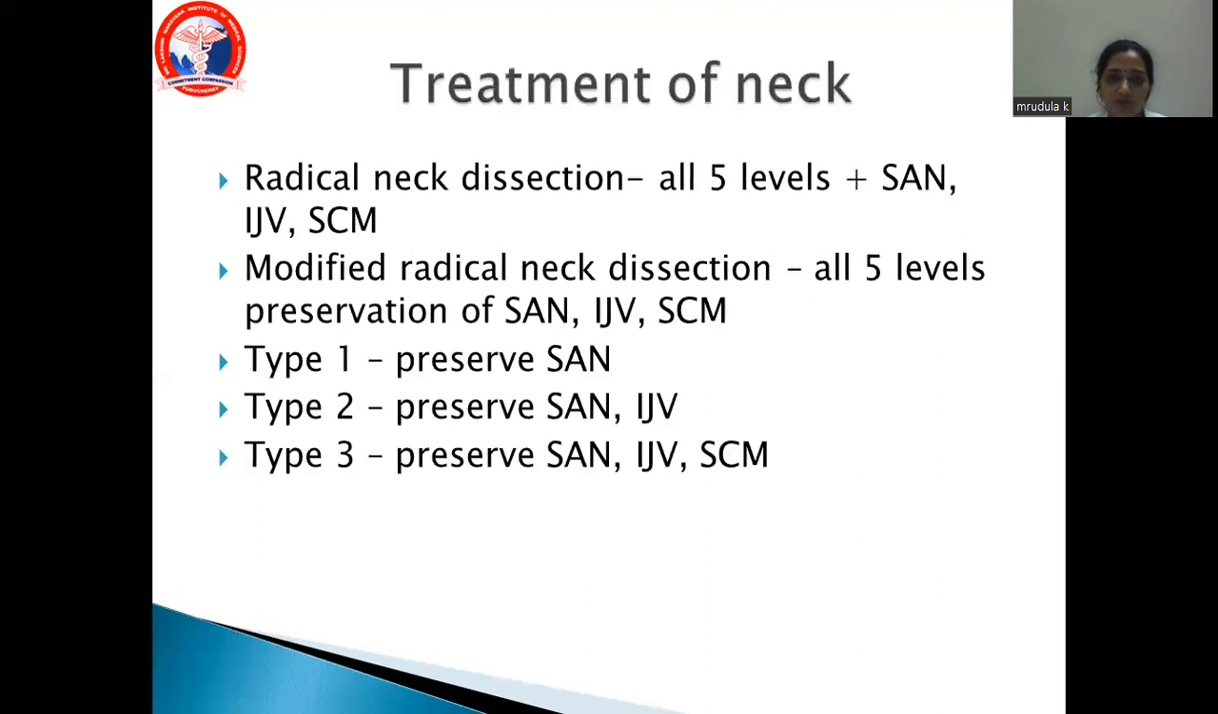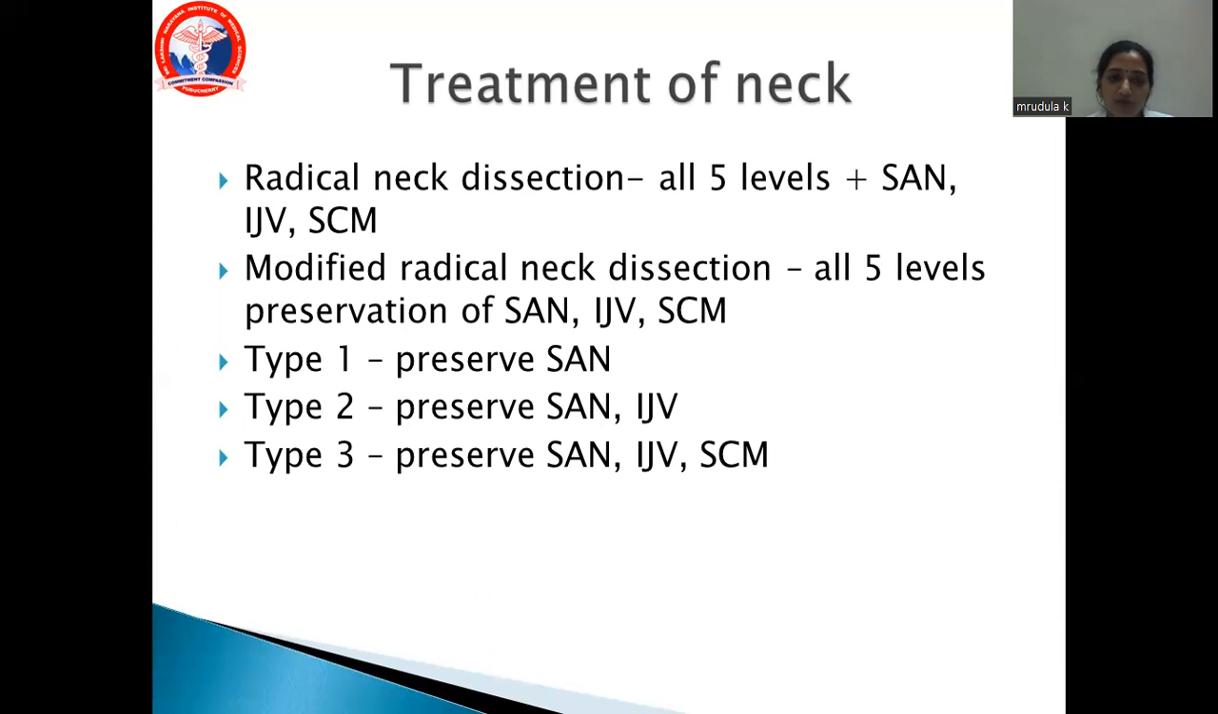and flap-related complications include flap loss. For the treatment of the neck, radical neck dissection involves removal of all 5 levels of lymph nodes with the spinal accessory nerve, internal jugular vein, and sternocleidomastoid muscle. Modified radical neck dissection includes all 5 levels with preservation of all the 3 structures.